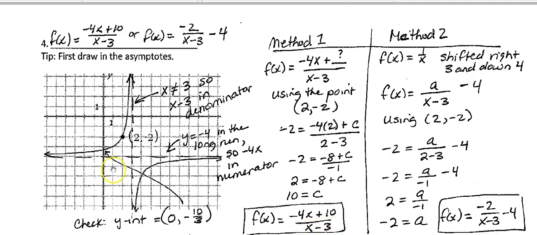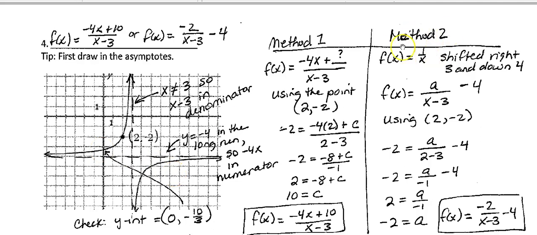Now I'm just going to double check. I see my y-intercept appears to be a little smaller than negative 3, somewhere between negative 3 and negative 4. So if I substitute 0 in for x, I get 10 over negative 3, which is negative 3 1/3. So that looks perfectly reasonable. Okay, so that's one method of doing it.